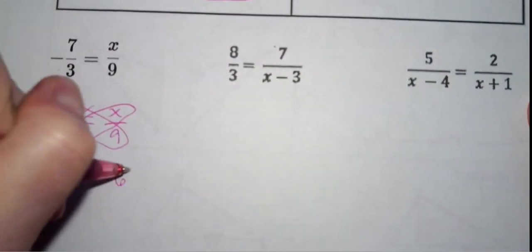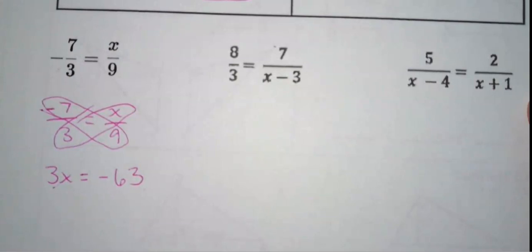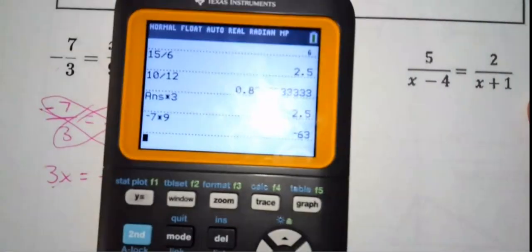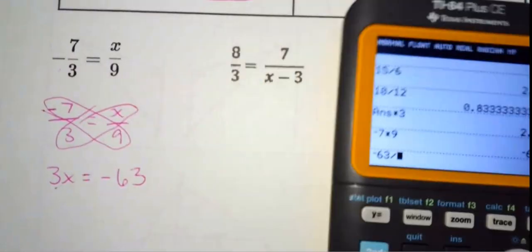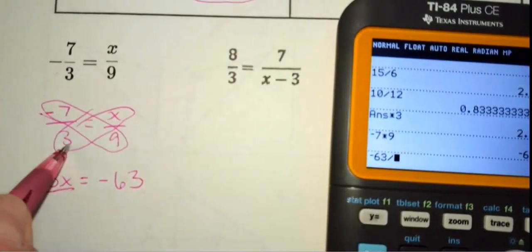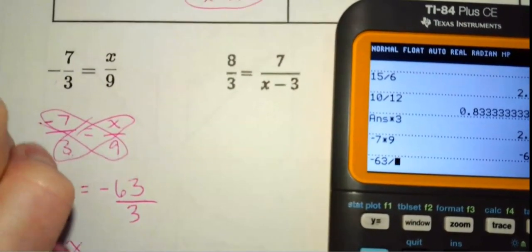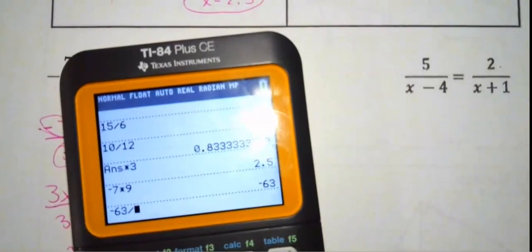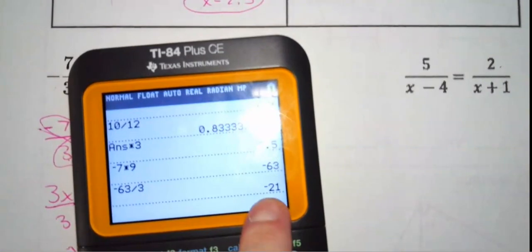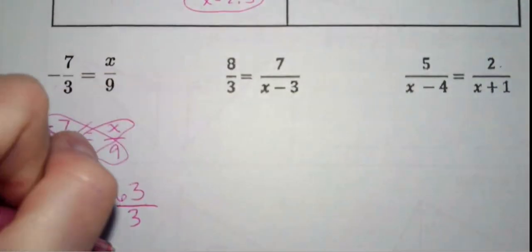So x equals negative 63. And then in order to solve, you take that negative 63 and you divide by 3. Why am I dividing by 3? Because that 3x, we want it by itself. So negative 63 divided by 3 is negative 21, right?